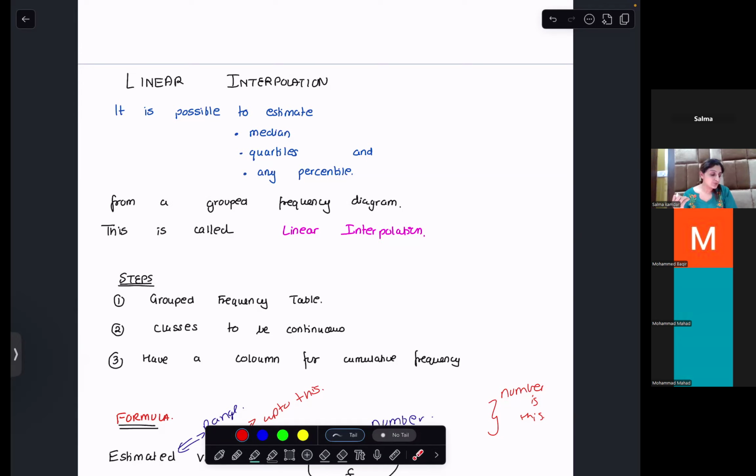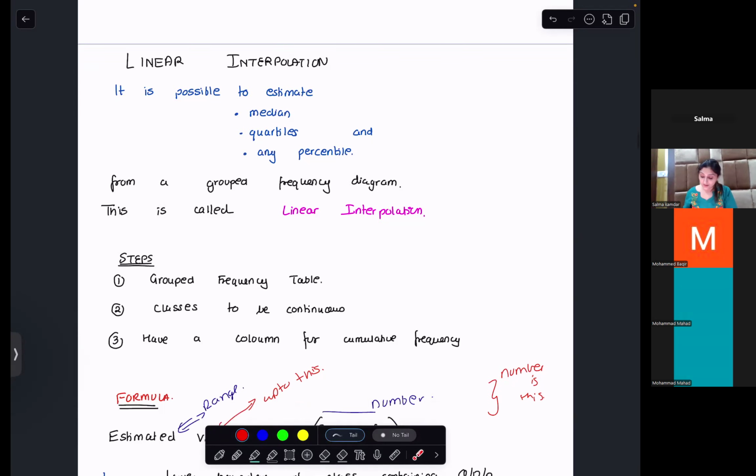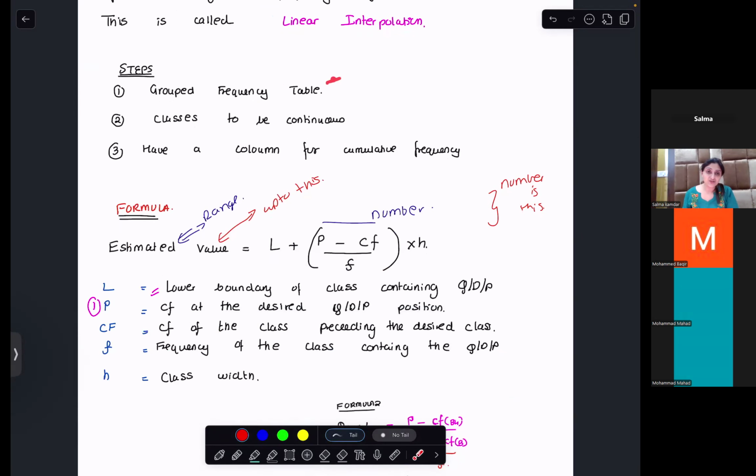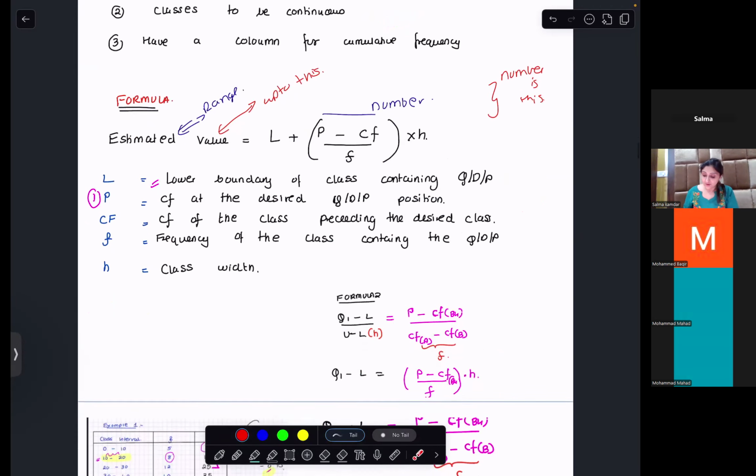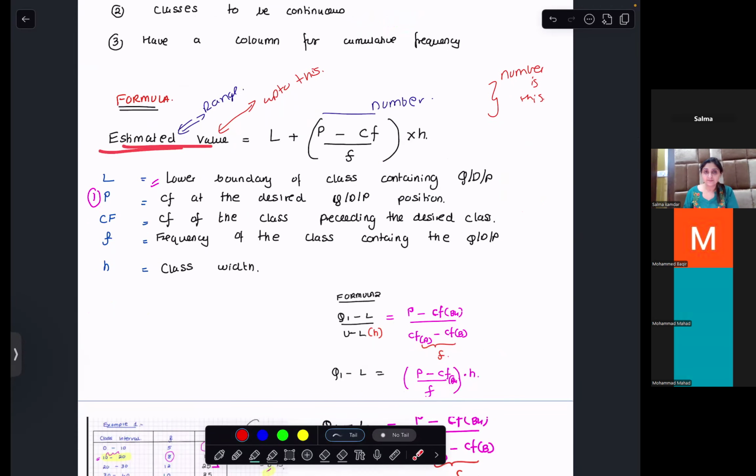But when you're using linear interpolation, there are certain things that you need to know. It should be a grouped frequency distribution table. Your classes have to be continuous and you need to have a column for cumulative frequency. Do you remember the formula for linear interpolation? Tell me.